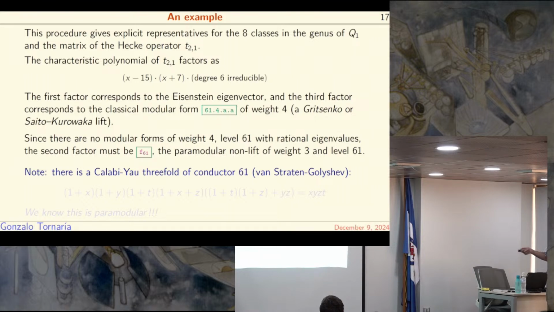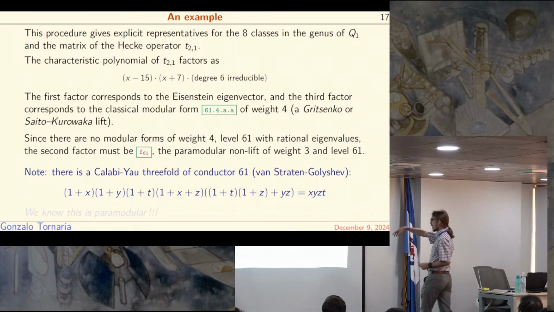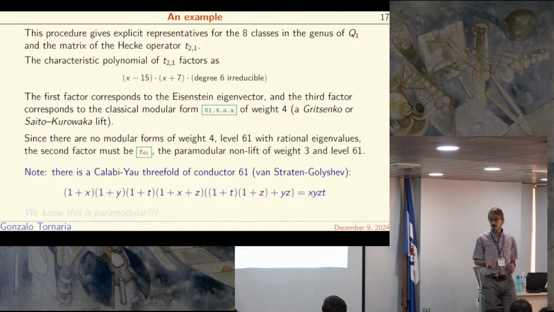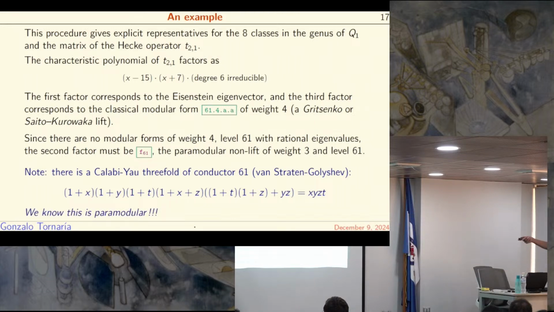And just to note, there's actually a Calabi-Yau. We know a Calabi-Yau of conductor 61. And here it is, this explicit formula. These Calabi-Yaus that correspond to paramodular forms come in a one-parameter family. I believe the parameter is like this term. If you multiply by a parameter lambda, then you get a one-parameter family of these Calabi-Yaus. And we actually know this is paramodular. So this is proven. It's not published or written, but it's proven.